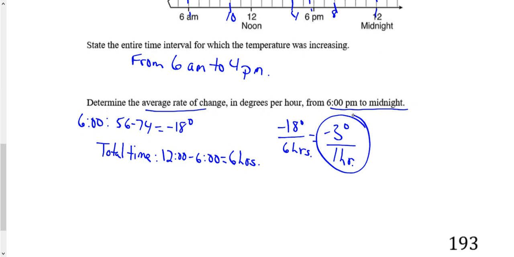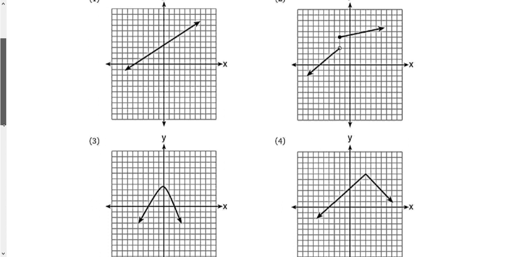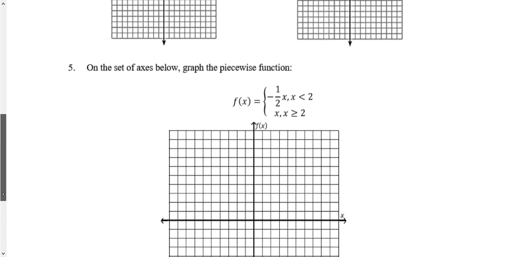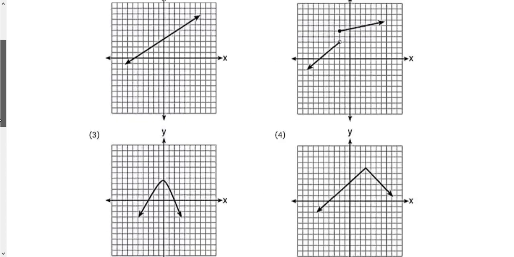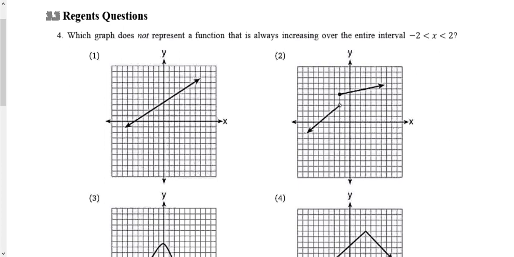So we're getting a preview of the average rate of change. You notice that we had to do some subtracting to get totals. There's a couple of quick ones here. I'd like to save number 5. All right. Take a look at number 4.